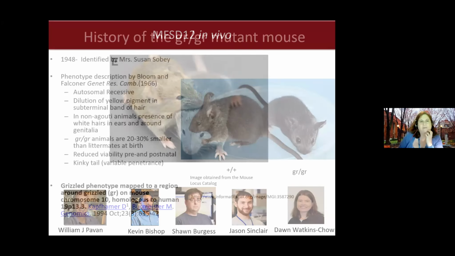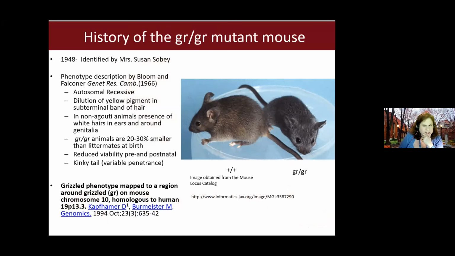Now, what was also kind of interesting is that our collaborators at NIH, when they knocked the gene out and looked at the phenotype in the mouse, said, you know, that looks kind of familiar to us. We've seen this before. Well, I heard that one person here is working at the Jackson Labs, and the Jackson Labs has been studying mouse models for many, many years. So back in 1948, Mrs. Susan Sobey identified this mouse, and then they started breeding it. And it's called the grizzled, I believe.